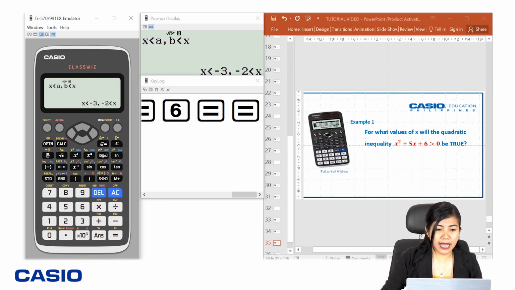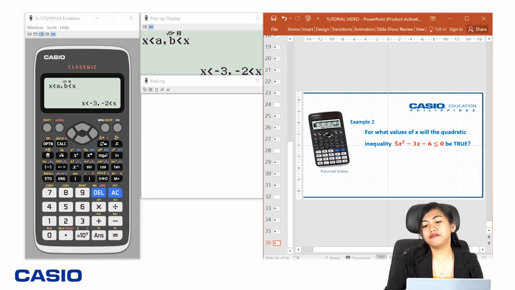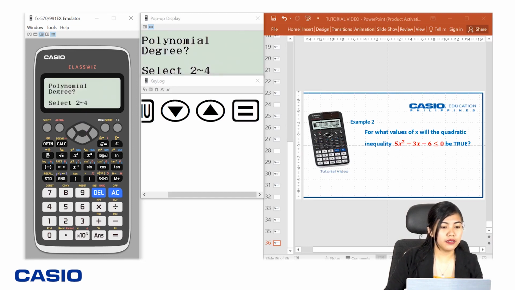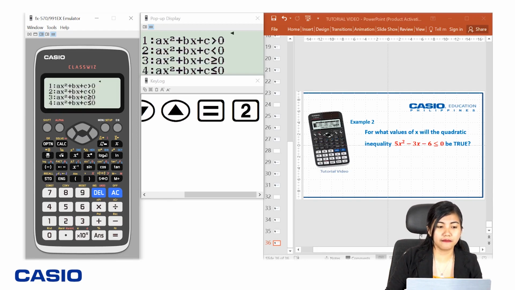So, next example. For what values of x will the quadratic inequality 5x squared minus 3x minus 6 less than or equal to 0 be true? Again, we press menu, then choose inequality mode, and select 2 as our polynomial degree because it's quadratic. Then following the form, we have 4 options. In our given, it is less than or equal to, so we will choose 4.